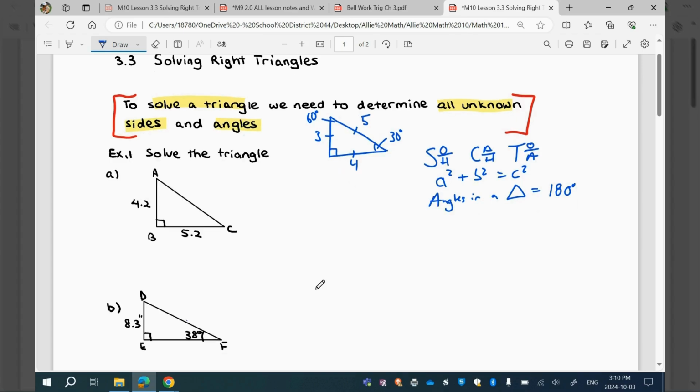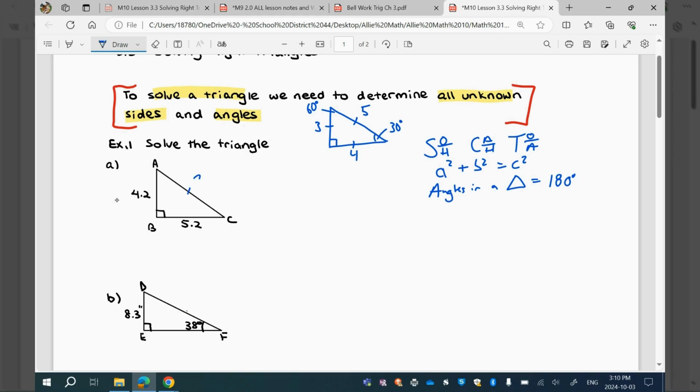So here we go. We got a triangle here. We have side lengths 4.2 and 5.2. We need to find out this, the question mark, our hypotenuse, and we need to find out these two angles. Okay, so we can start with the Pythagorean theorem, that a squared plus b squared equals c squared. So let's do it. 4.2 squared plus 5.2 squared is going to equal our hypotenuse squared.